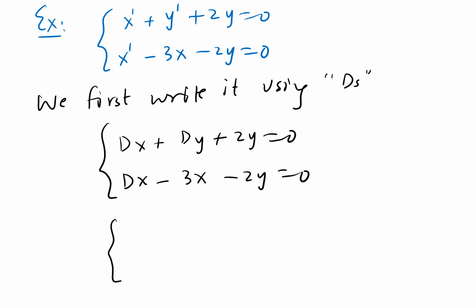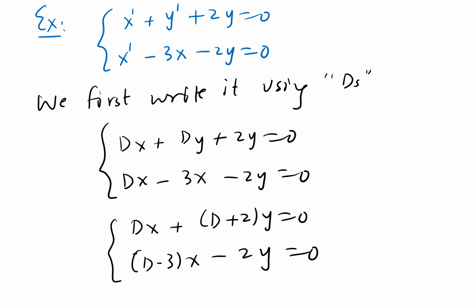And now what do we do? Keep the Dx the same. We can factor a y out, so (D plus 2)y equals 0. Sorry, we factor for the x's, it's (D minus 3)x minus 2y equals 0. So this is the system that we are required to solve. To do that, we use elimination.